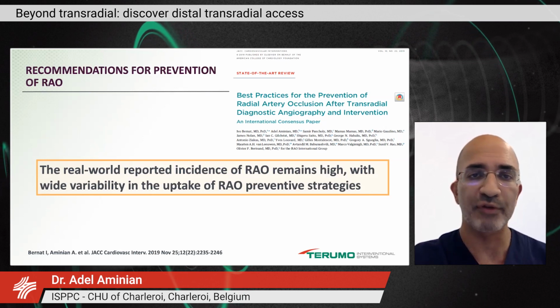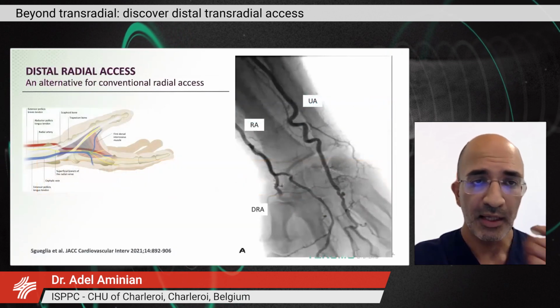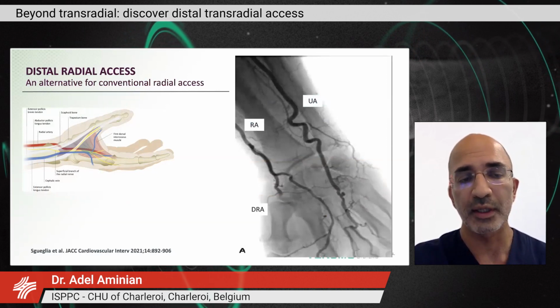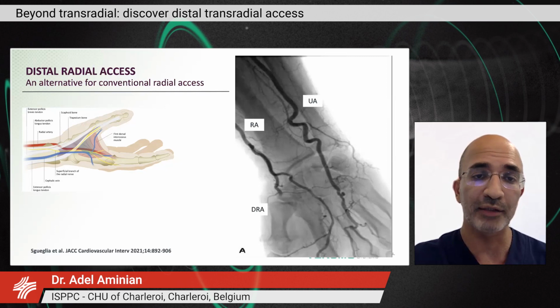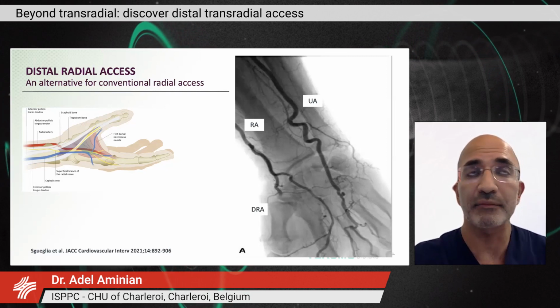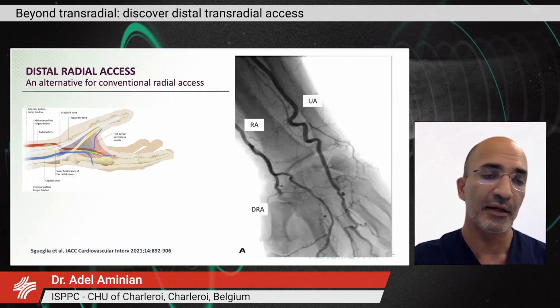And recently, the distal radial access, which is a puncture of the radial artery in the anatomical snuff box or at the dorsum of the hand, has emerged as a very attractive alternative access.